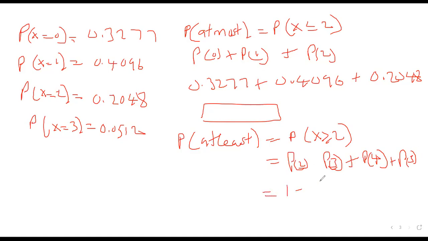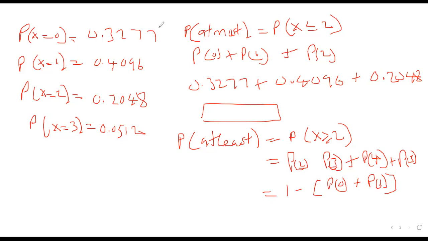So which numbers are not captured? 0 and 1. So English is very paramount here. When you're told at least 2 and you have 10, it is 2 up to 10. The shortcut is 1 minus what is not captured, 0 and 1. If you're told at most 2, it means 2 and below. It's direct, 0 and 1 and 2.